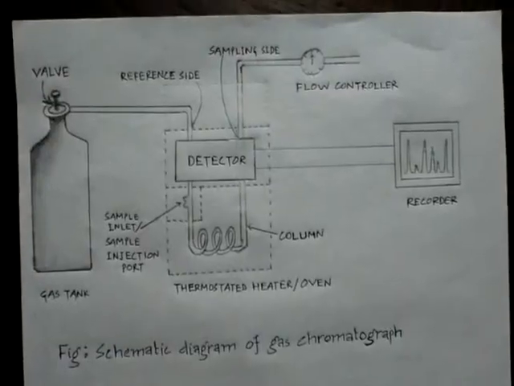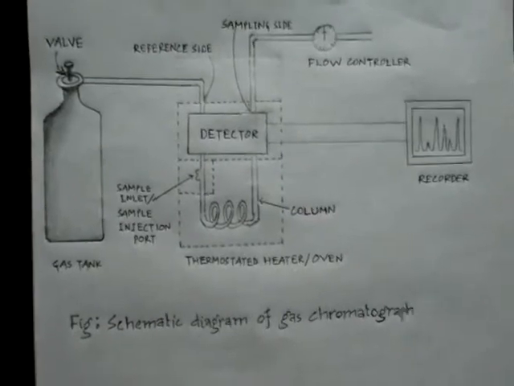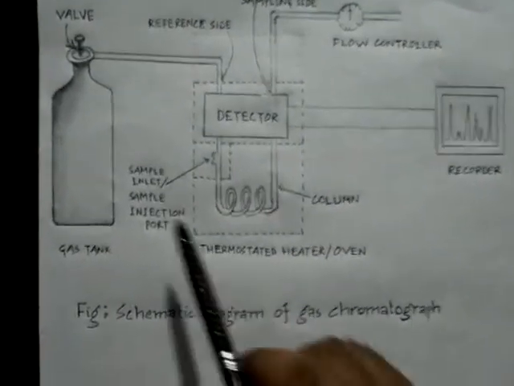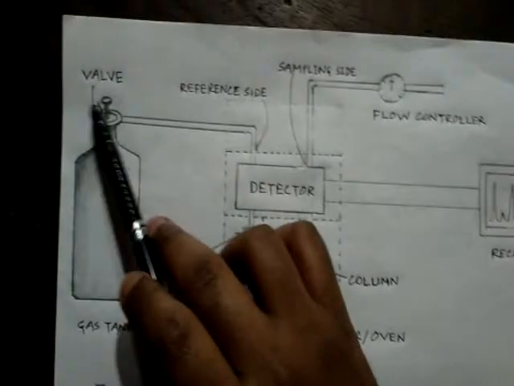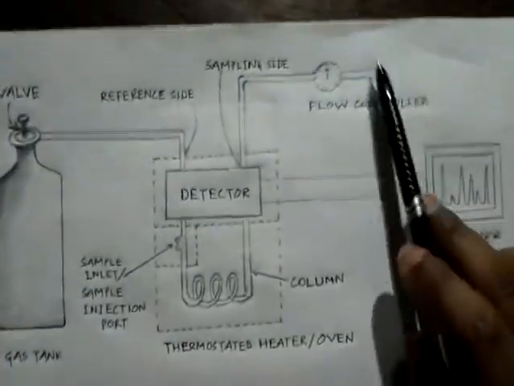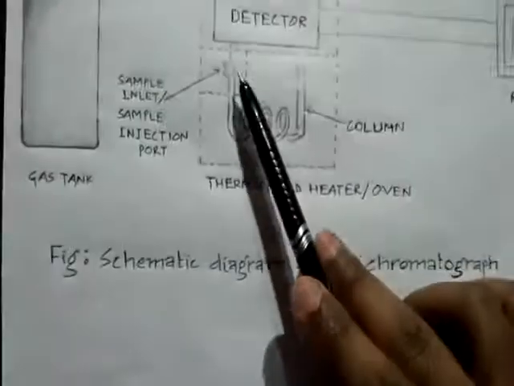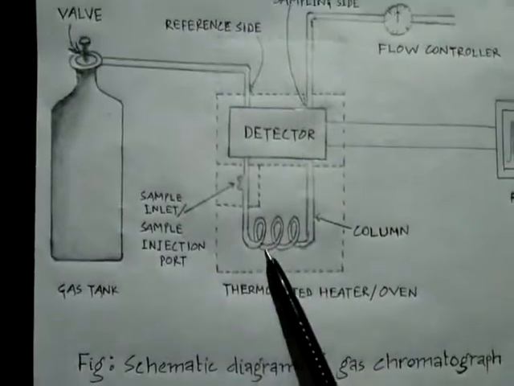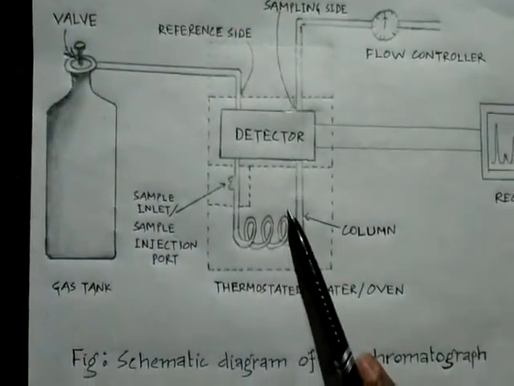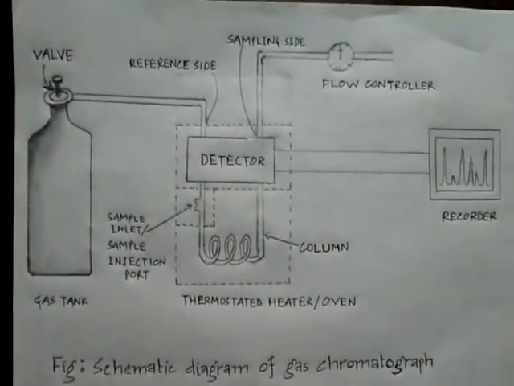Now let us proceed towards the main topic, that is instrumentation of gas chromatography. Here is a schematic diagram of a gas chromatograph, which consists of components like gas tank, valve, sample inlet or sample injection port, flow controller, reference site, sampling site, then detector, oven or thermostated heater, column, and recorder. Now let us look at each component one by one.